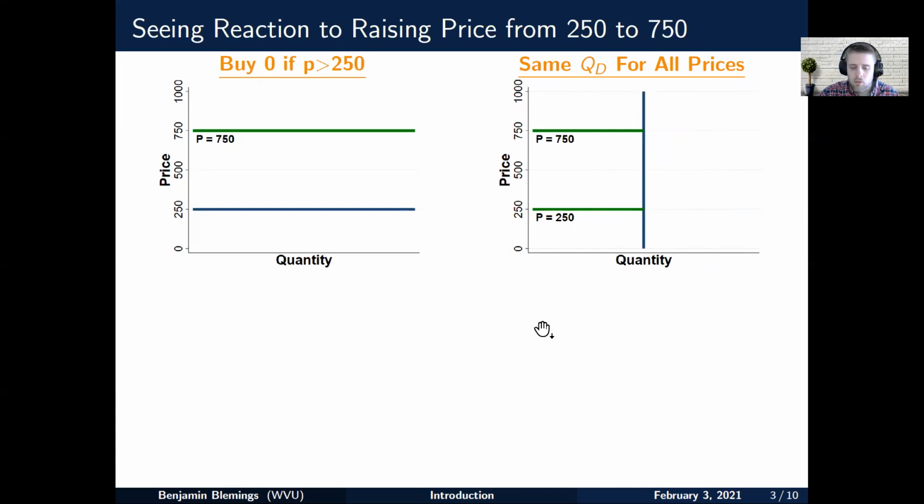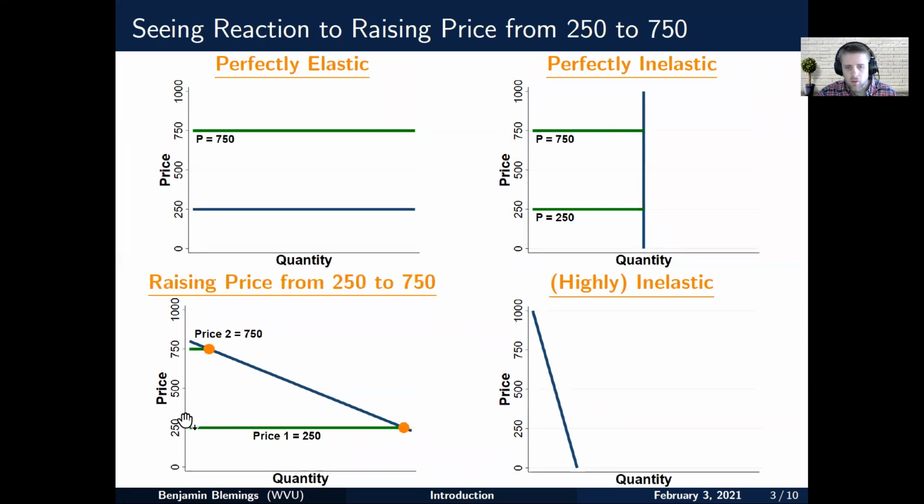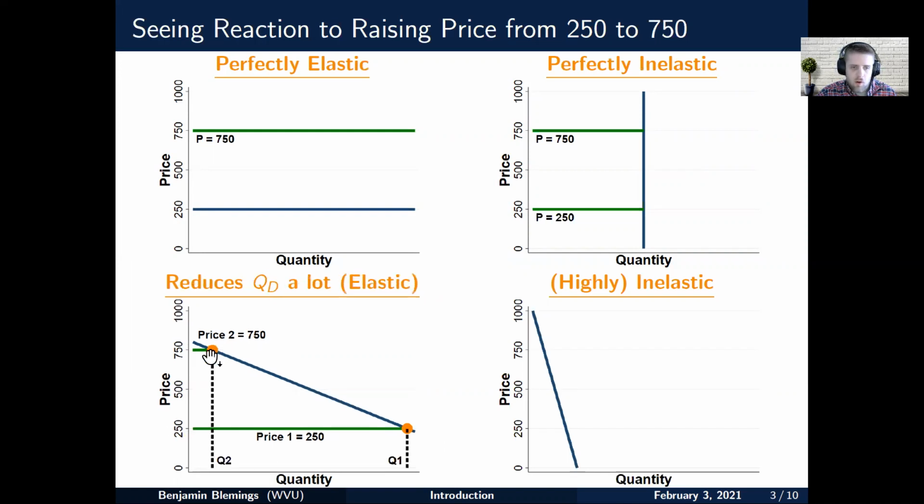However, in the real world, usually demand curves are not perfectly elastic or perfectly inelastic. They're somewhere in between those two polar extremes. So here's a highly elastic demand curve, and here's a highly inelastic demand curve, where this is more flat and this is more vertical. In this somewhat elastic demand curve, you have somebody who's still pretty price sensitive in the sense that they buy a lot if the price is 250, but if the price goes up to 750, then their quantity demanded goes all the way back to near the y-axis.